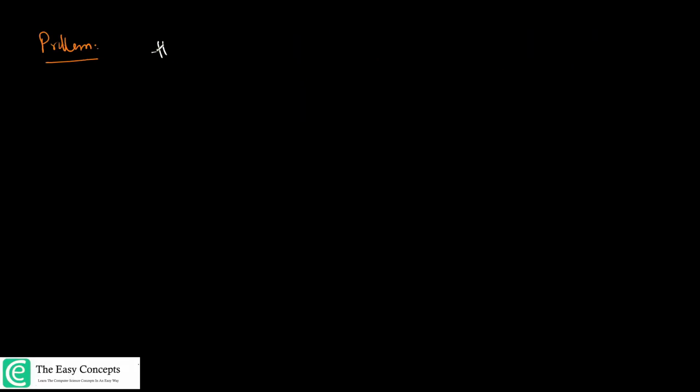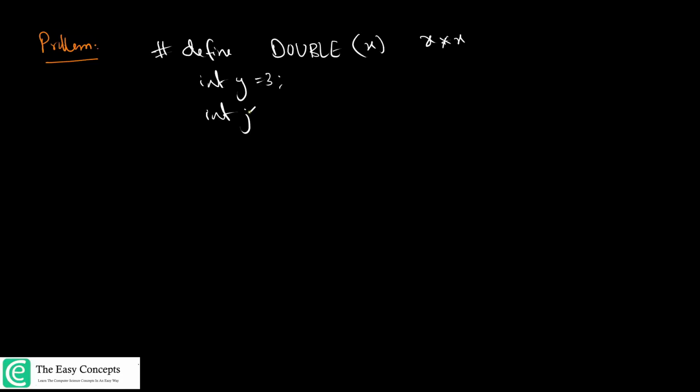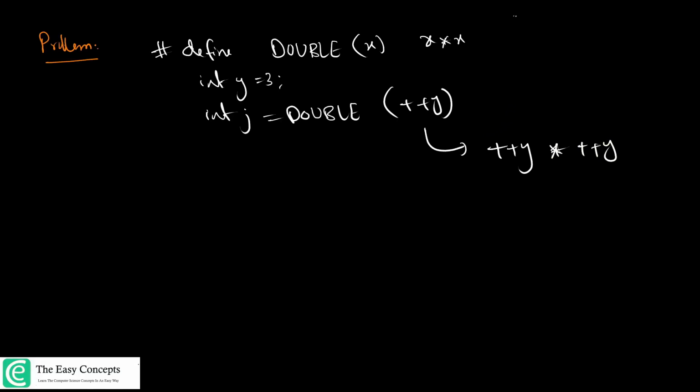The problem is: create a macro #define double with x passed to it, x cross x, int y which is 3, and then int j equal to double plus y. Okay, so what is the expected value here? We are expecting that if we are passing 3 here, it should be expanded something like this, plus y cross plus y, and this should be 4, this should be 4, and the answer should be 16. But this is wrong. So what should be the correct answer?